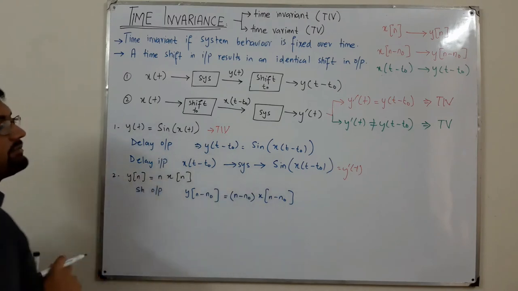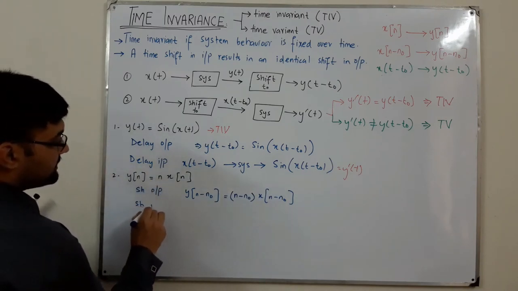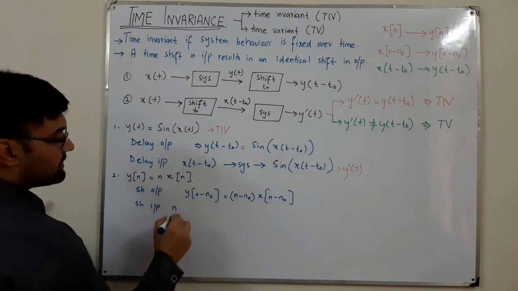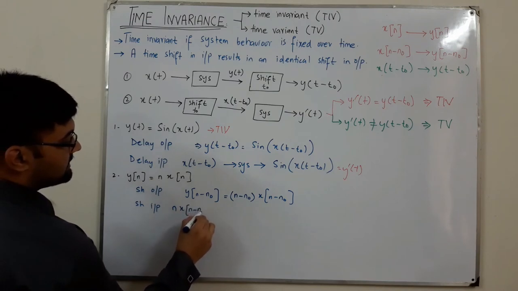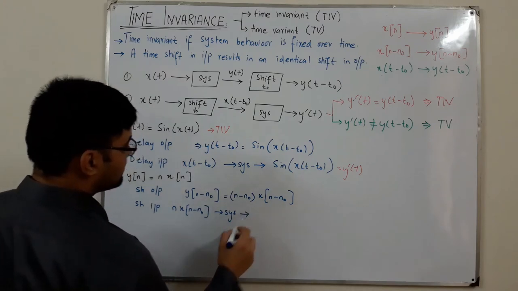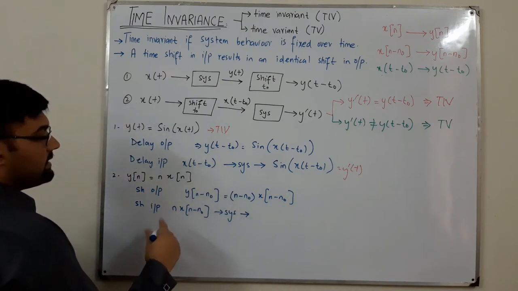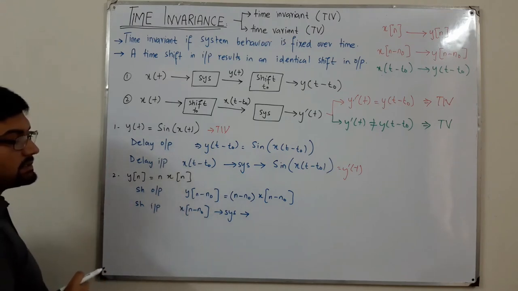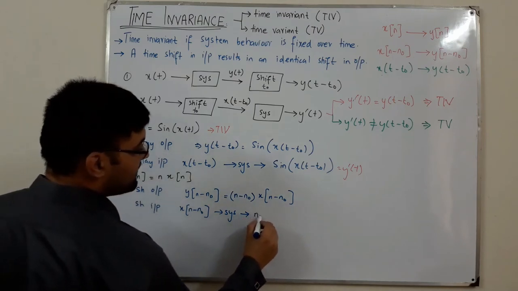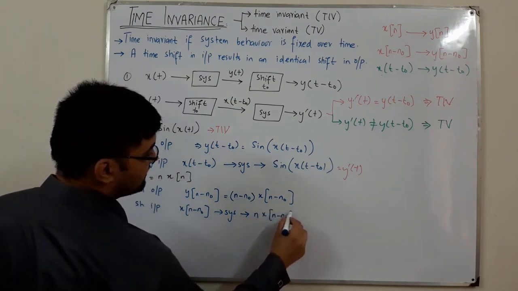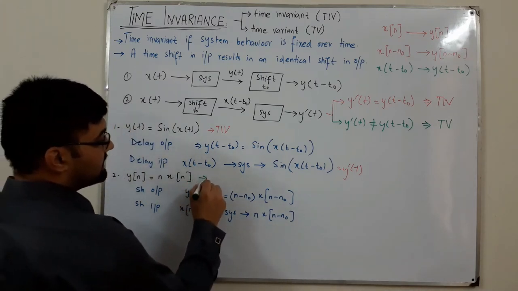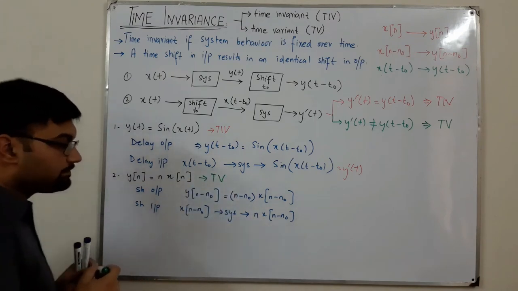This n is the coefficient, right? Now you shift the input. If you shift the input first, the coefficient will not be shifted, so you have x of n minus n naught, fine? Now you provide it to the system. The system multiplies n to the input, which is x of n minus n naught. So you have n multiplied by x of n minus n naught, which is your y dash of n. Have a look, these two are not equal, which means that this is a time varying system.